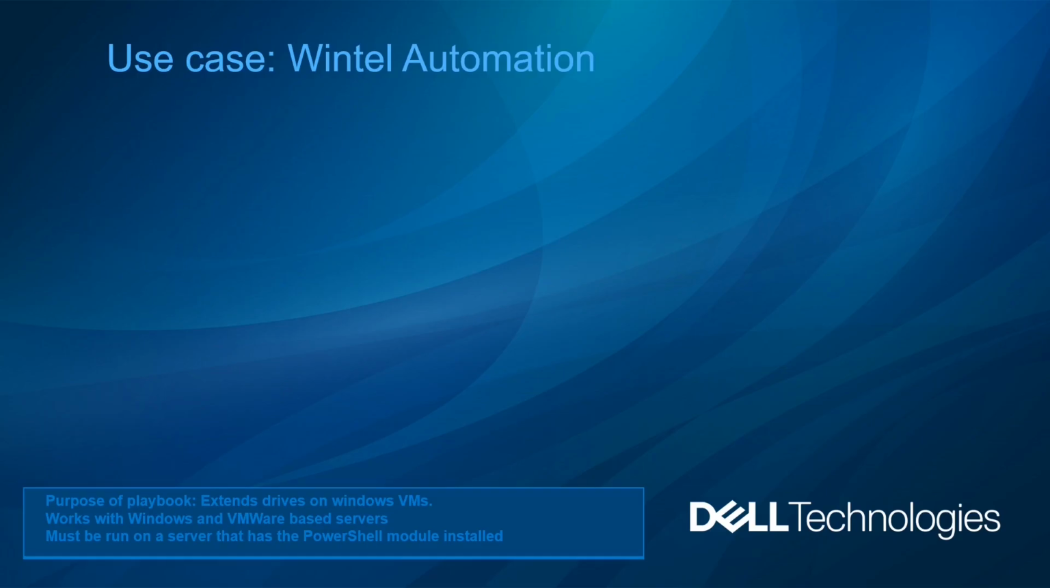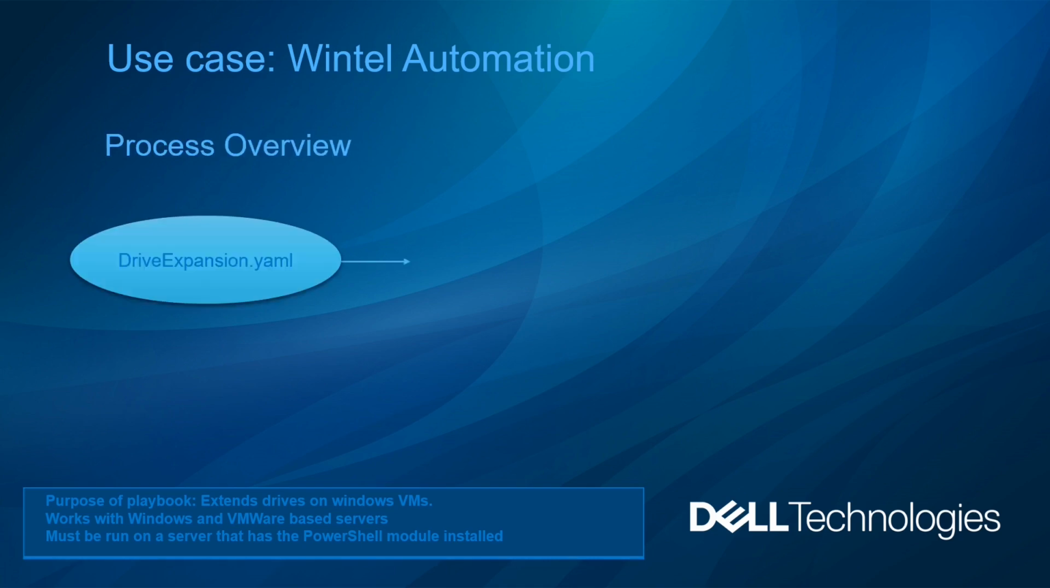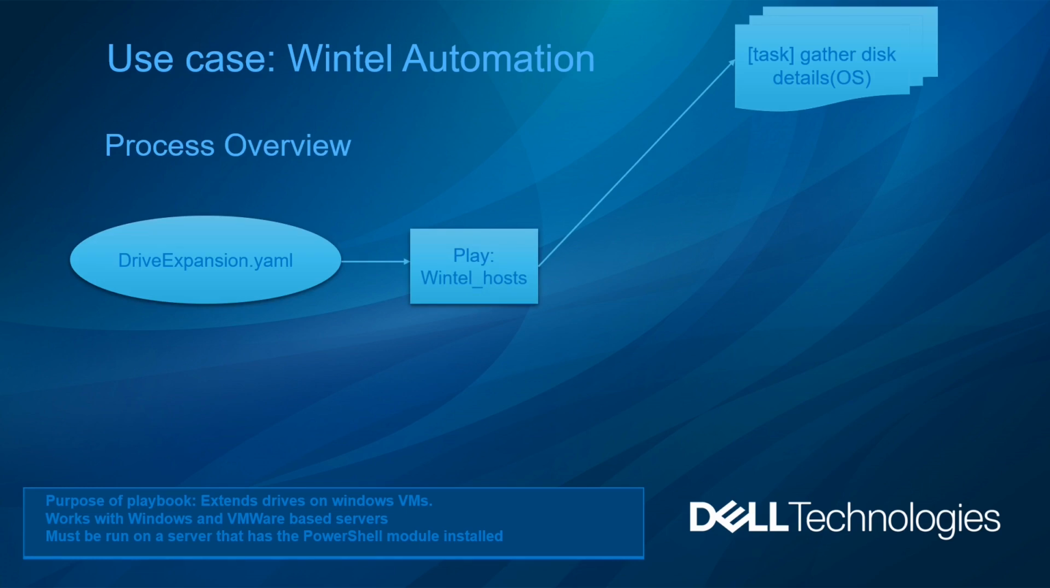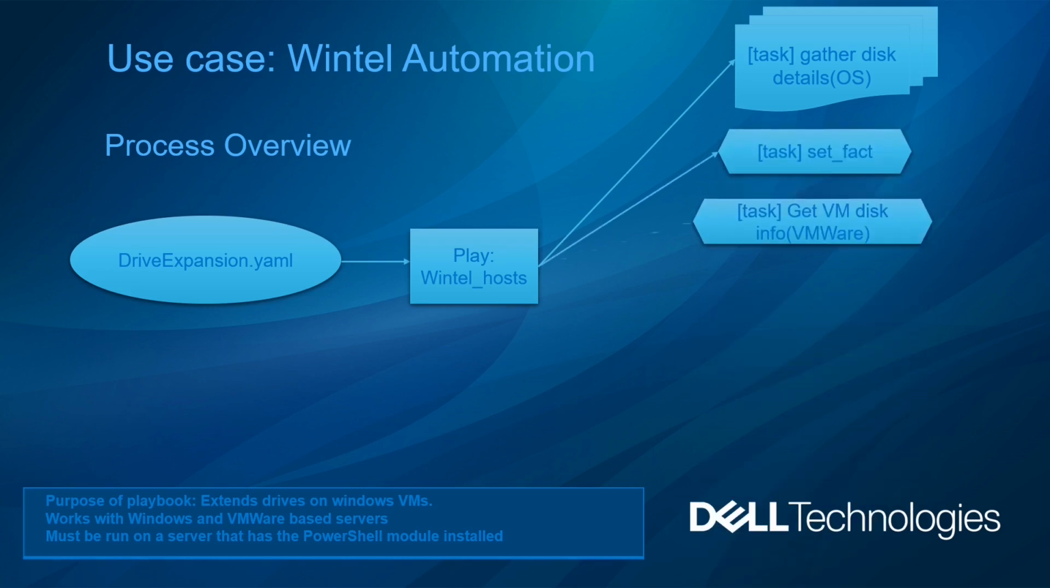Here in this use case, we'll take a look at one of the critical automation, which is Wintel based. So this automation helps us to extend the drives on Windows virtual machines. This automation will be executed against Windows based virtual machines. The initial set of tasks gather the information about OS drives. It sets the facts. It further goes to the VMware layer and gathers the information about the disks allocated.